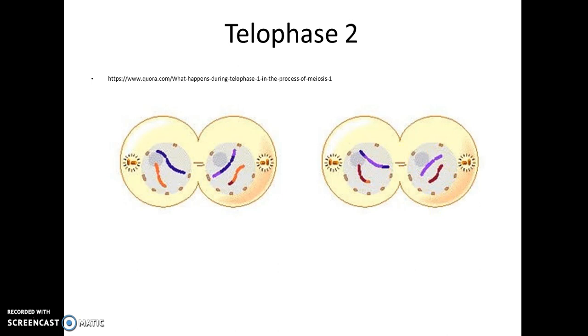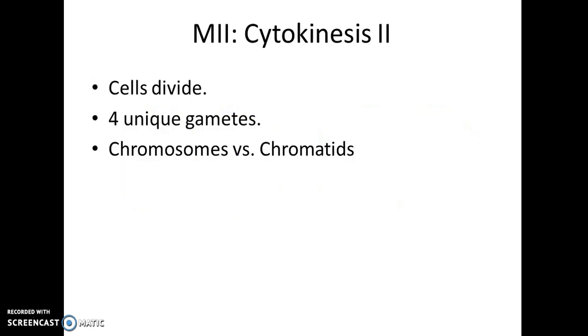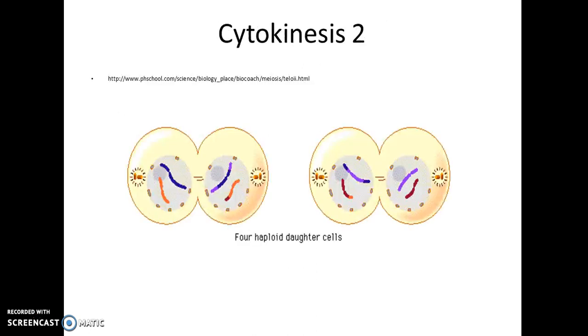And each cell, notice, is unique. Each cell is different as far as the chromosomes go. And that's huge. That provides variation. That's so big. Cell divides in cytokinesis 2 of meiosis 2. There are now 4 unique gametes. Each gamete has half the number of chromosomes, and each gamete will be made up of single chromatids. So we started off with 4 chromosomes made up of 8 chromatids. Now we're ending up with 2 chromosomes made up of 2 chromatids.